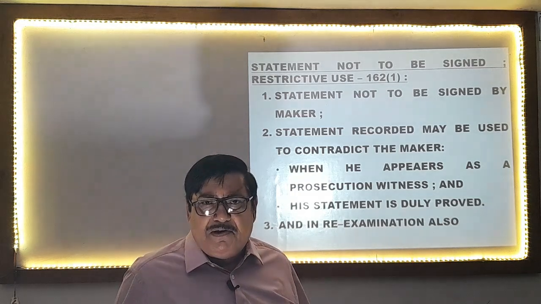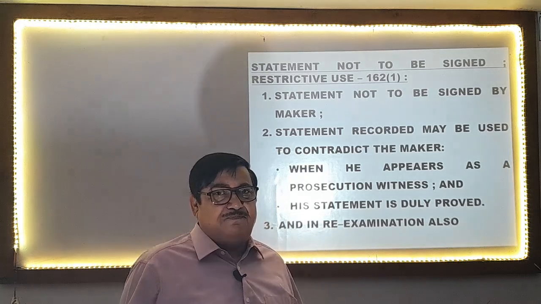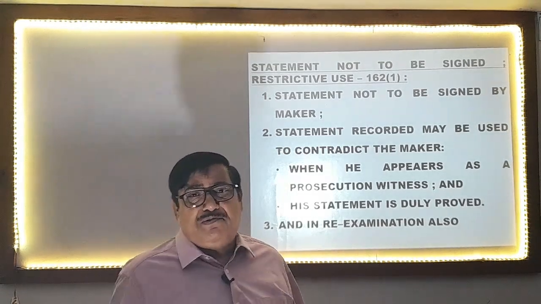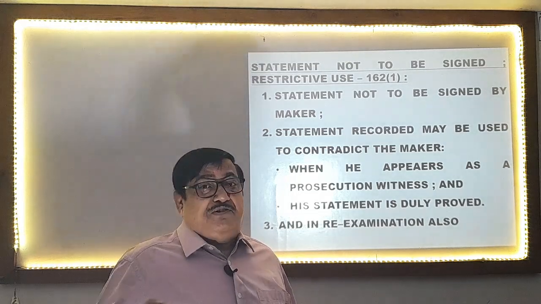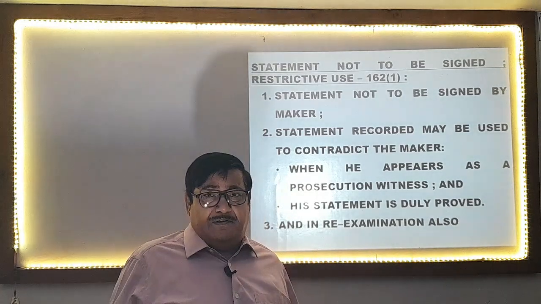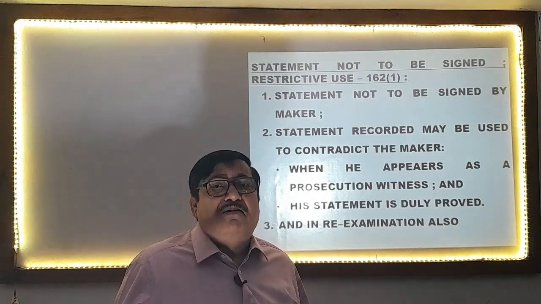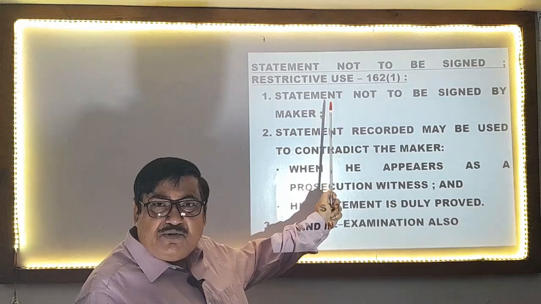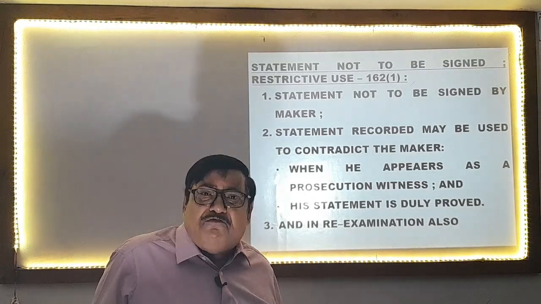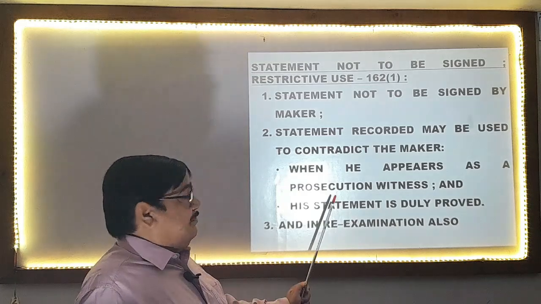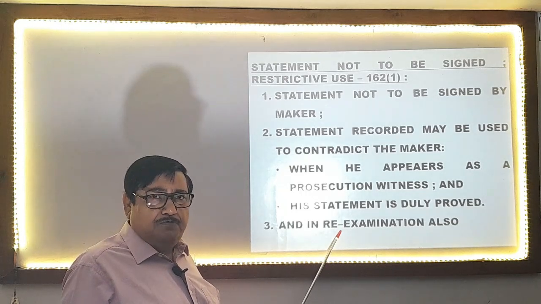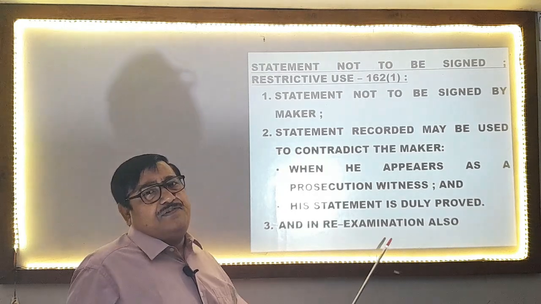Can some use of this statement be made? Yes, two uses. First, suppose the maker of the statement appears as a prosecution witness, a state witness, and testifies. In that case, his testimony may be contradicted by his statement recorded under section 161. So the first use is to contradict the testimony of the maker if he appears as a prosecution witness. Second use, look here, second use. My statement that has been noted down, reduced into writing, may also be used in re-examination.